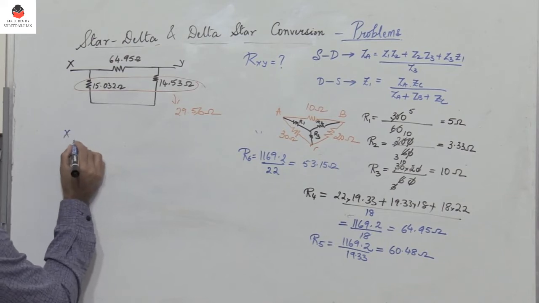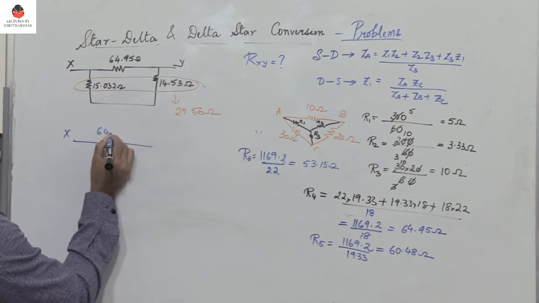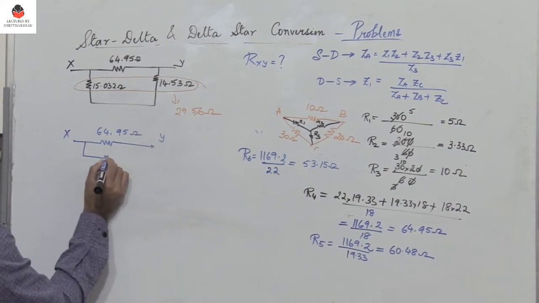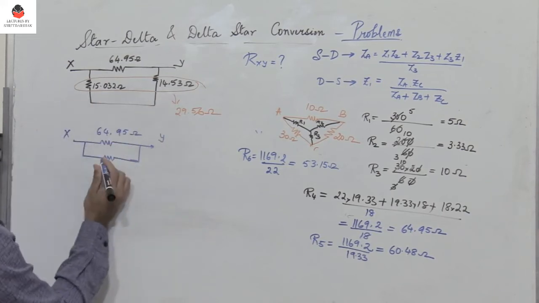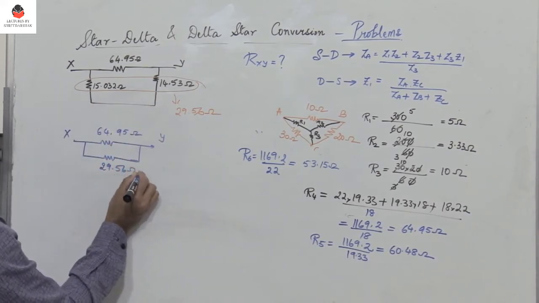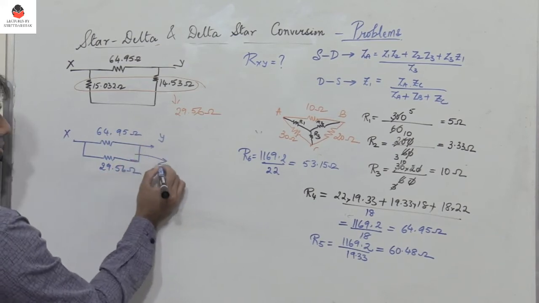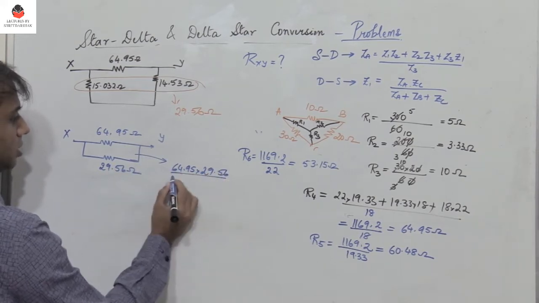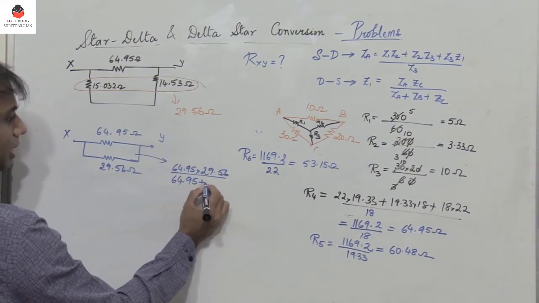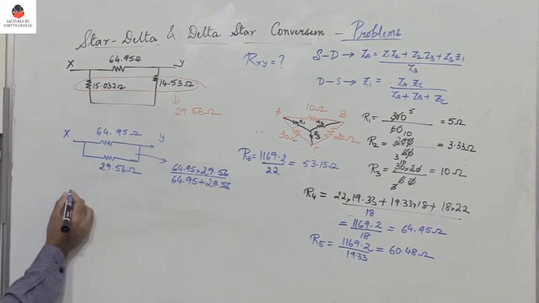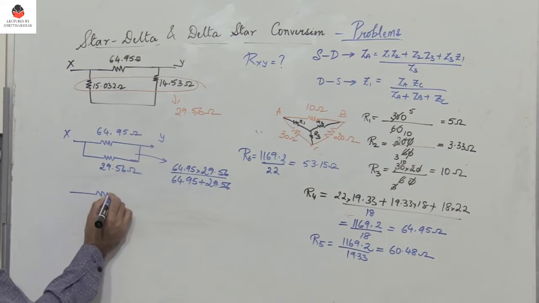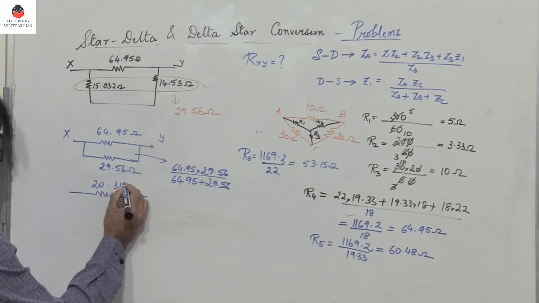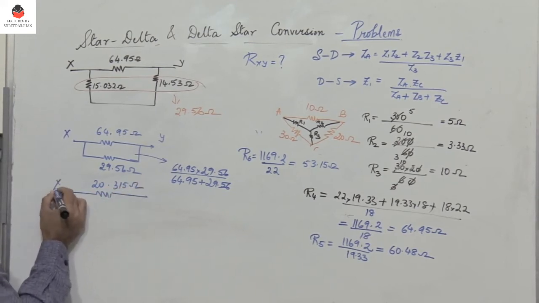So now let me rewrite the circuit. So this is X, you have 64.95 ohm. This is Y, and then between X and Y there is the resistance, which is 29.56 ohm. Now these two are in parallel. So what is the parallel resistance? 64.95 into 29.56 divided by 64.95 plus 29.56. So if you calculate, you get the value as 20.315 ohm.